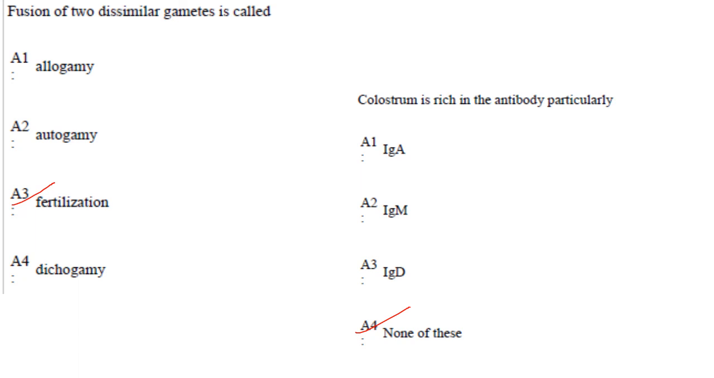Fusion of two dissimilar gametes is called. Now, what is allogamy? Is cross-pollination. Autogamy is self-pollination. Fertilization. Yes. Dichogamy is a condition when stamens and pistils of a flower mature at different times to prevent self-fertilization. So, the answer here is option 3, that is fertilization. Colostrum is rich in the antibody particularly. So it is rich in IgG. So answer is none of these.